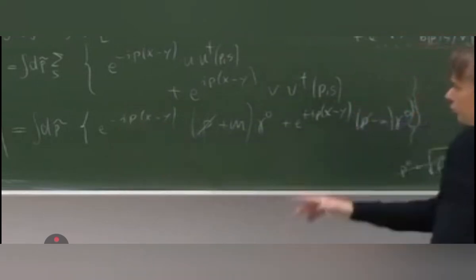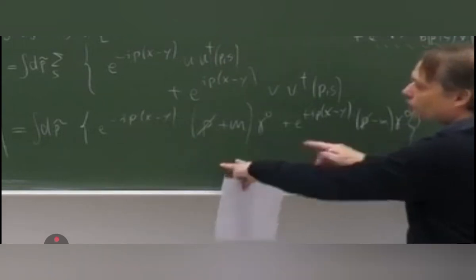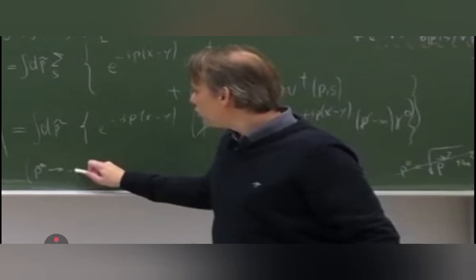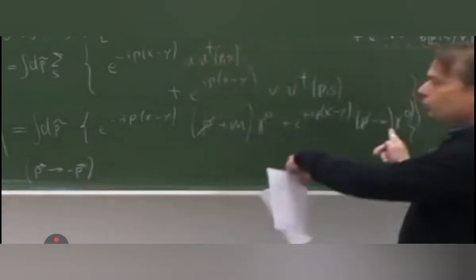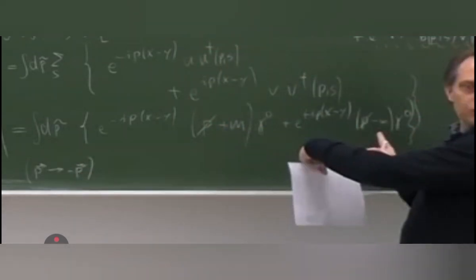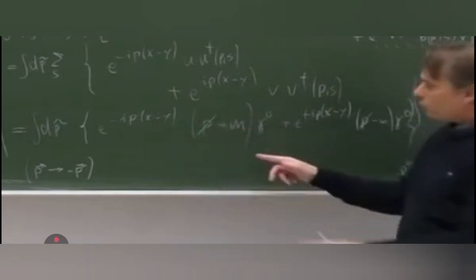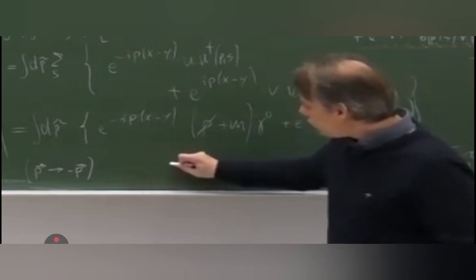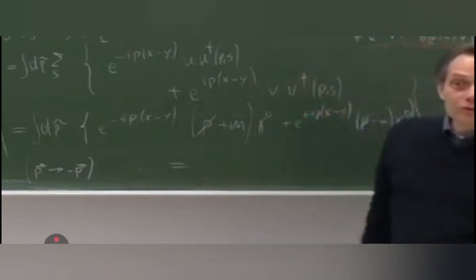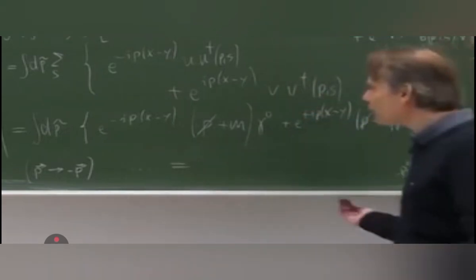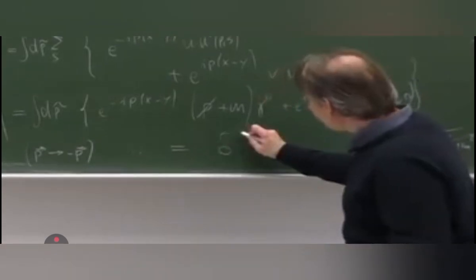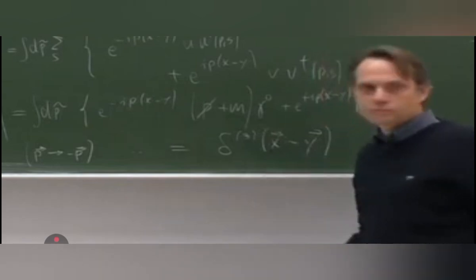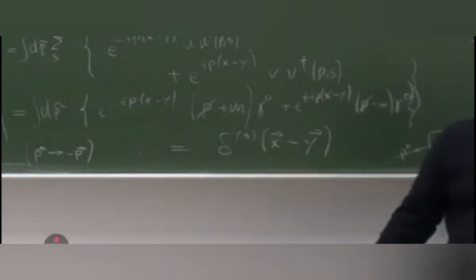So you can actually relate these two terms by making an integral substitution, P vector going to minus P vector in one of the two terms. And then the exponentials become equal and something drops out here. And then after a few beautiful and very satisfying steps, you get delta 3 of x minus y. Okay. And I leave these very satisfying steps to you.